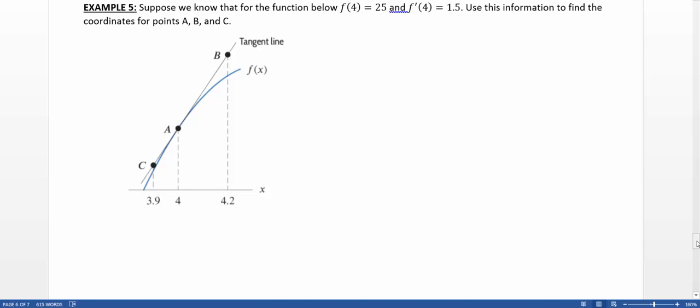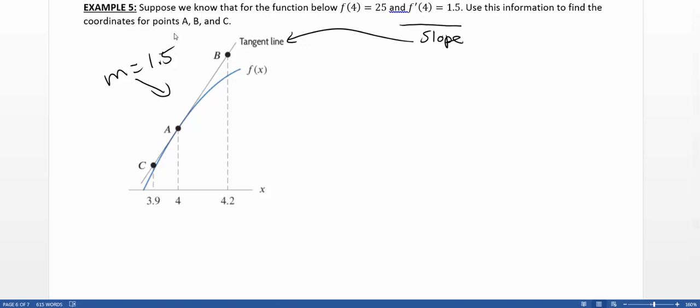So I want you to remember that the derivative, f prime of 4 equals 1.5, is the slope of the tangent line, right? So we know that the slope of this line is 1.5. That's important to us. Now, we also know a point on this line, right? So we know that when x equals 4, y equals 25. That's the point A, right? So we actually already know one of these points. So A is the point (4, 25), right? That's the x, y value.